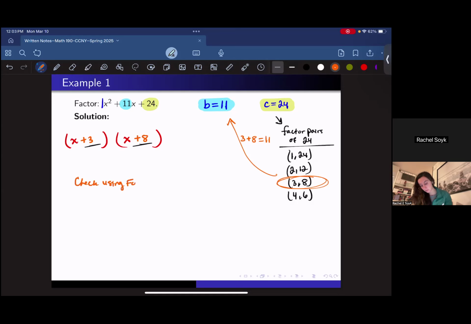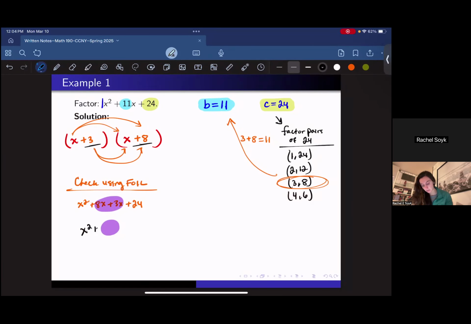If you want to check, let's check using FOIL. x times x gives you x squared. x times 8 gives you that plus 8x. 3 times x gives you the plus 3x. And 3 times 8 gives you the plus 24. Let's go ahead and combine our middle like terms. 8x plus 3x gives us that 11x. And then we'll bring everything else down. And is this what we started with? It is indeed. Therefore, our fully factored form is x plus 3 in parentheses, x plus 8. And we're done.